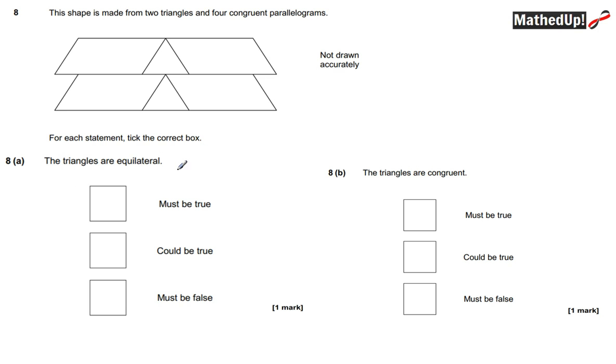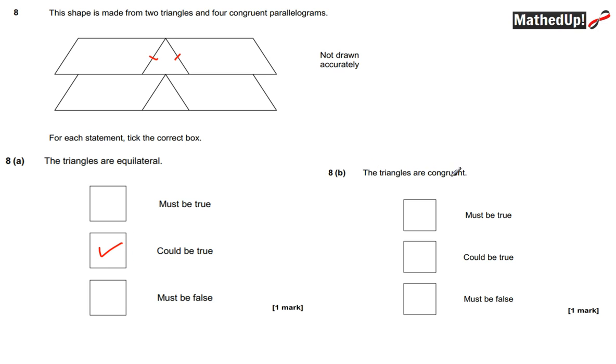The triangles are equilateral. So are the side lengths of each of these triangles the same? Now, because the parallelograms are congruent, that means that this length and this length has to be the same as each other. However, this length doesn't have to be the same. It's not being governed by anything. So I think that this has to be an isosceles triangle, but not necessarily an equilateral triangle. It could be an equilateral triangle, but it's not necessarily one. So we're going to say that that could be true.